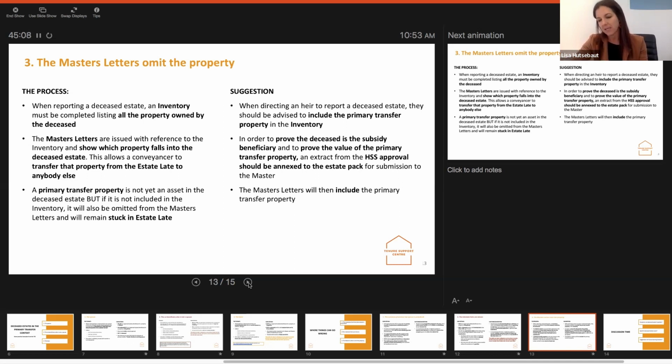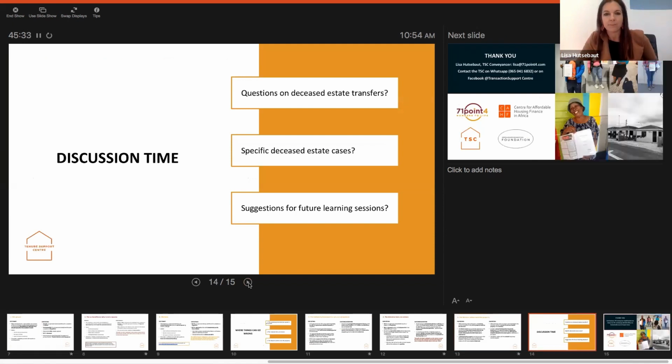X, property 12345 Kailicha, valued at 84,000, which means that once the estate has fulfilled its obligation to transfer to the estate late, the heirs can then take that master's letters and actually secure transfer out of the estate into their names. Okay, so that's something to be aware of and to advise potential beneficiaries or families on.